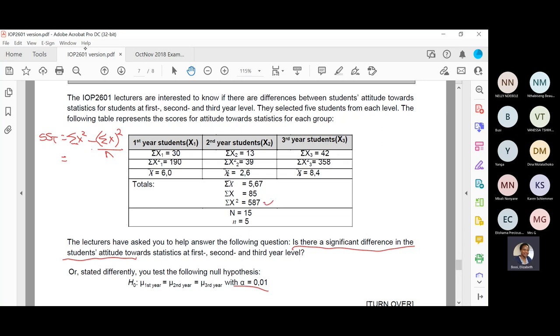So we just take 587. You just replace the sum of X squared with that value. So this whole thing with that value minus the sum of X. This is your sum of X, 85, but it's squared. So you just need to put the square, divide by N, and remember your N.